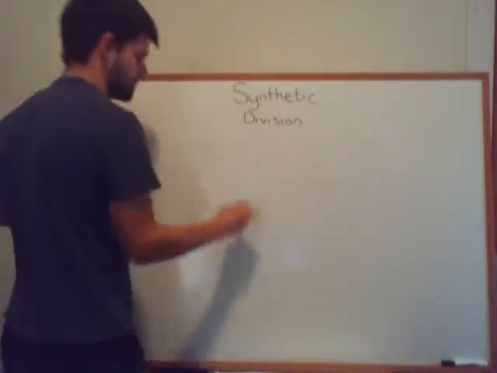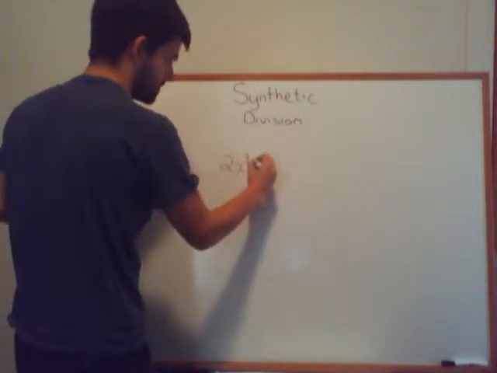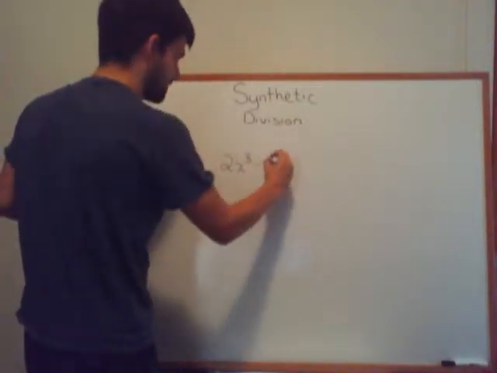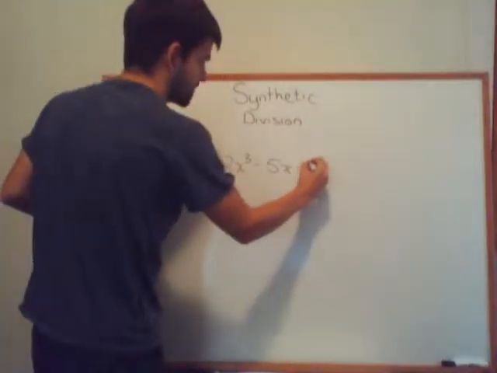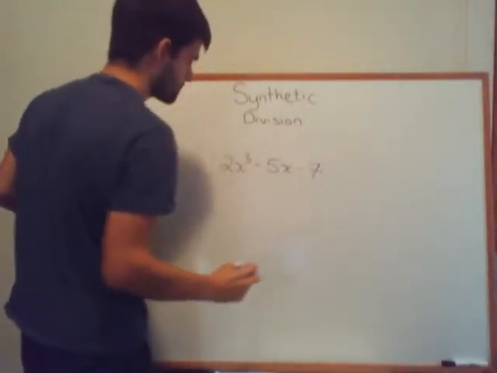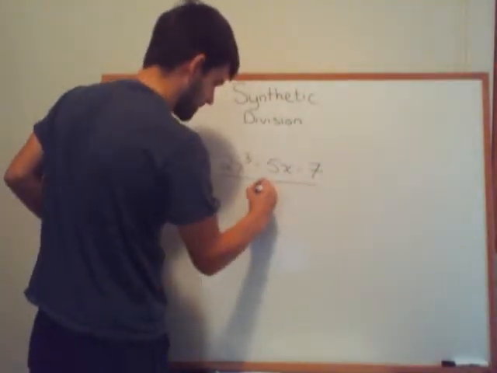Alright, so this time, I have 2x cubed minus 5x minus 7, and it's going to be divided by x minus 2.